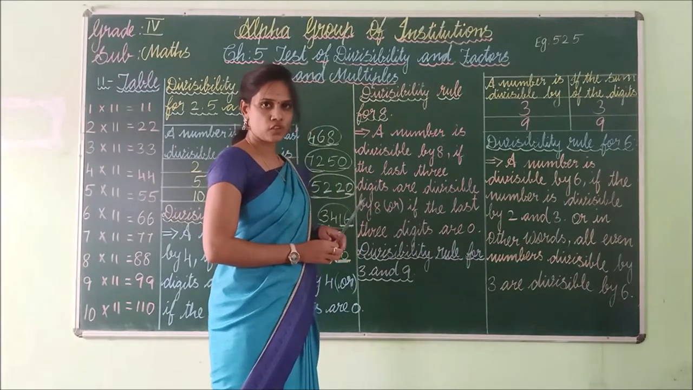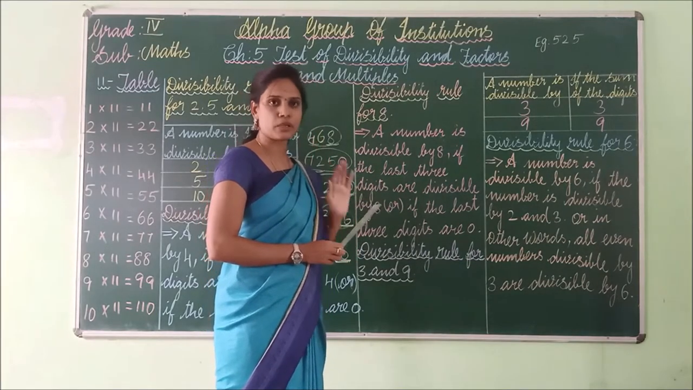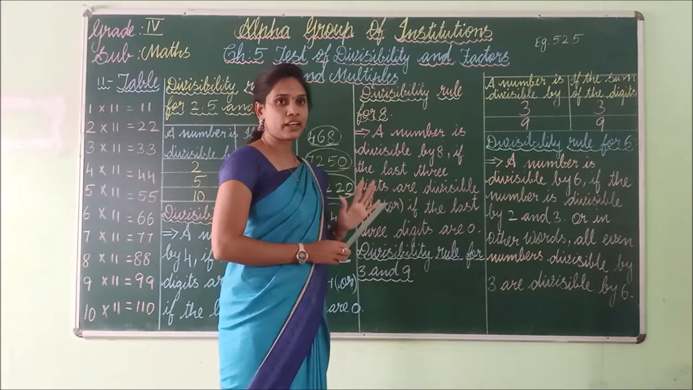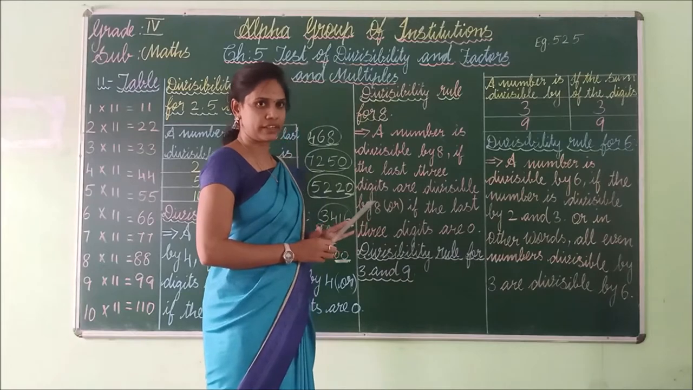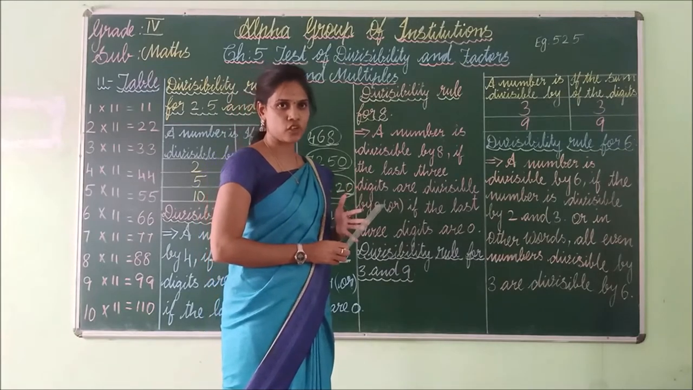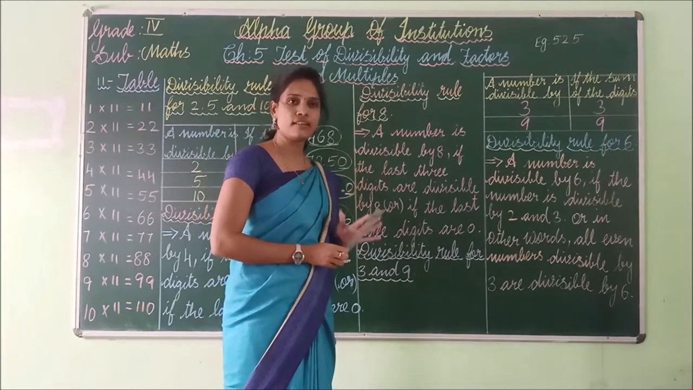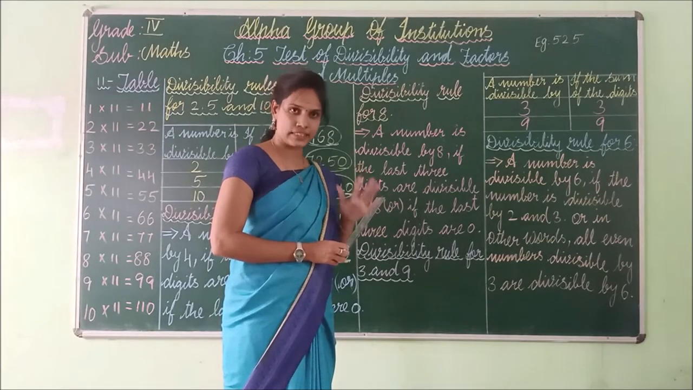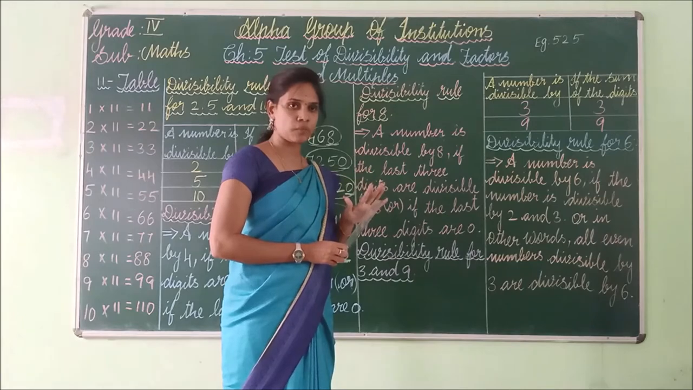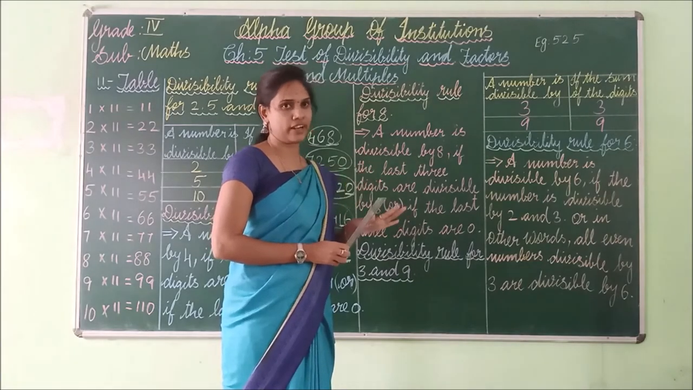Okay children, so you know what is divisibility. Divisibility means without leaving any remainder it exactly divides. Last class we have seen division, no? We have found quotient and remainder. For some problems we have found remainder as 0. If the remainder is 0, the number is exactly divided.